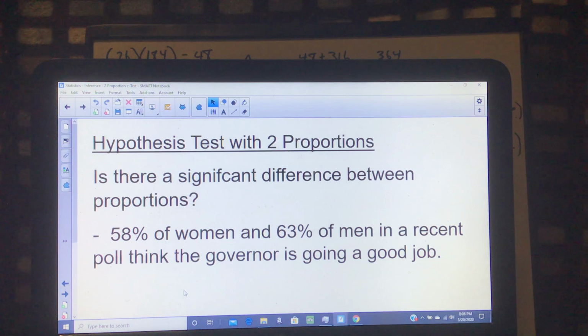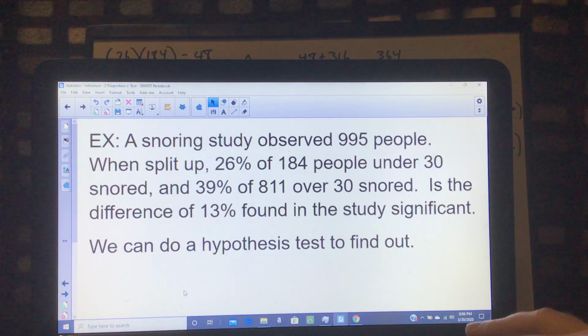In order to show a full example, I picked another one. This was in the textbook. It was a study about snoring. So this has enough information for us to actually answer the question, unlike this one, where we just see a sample difference and we're not sure about the population difference.